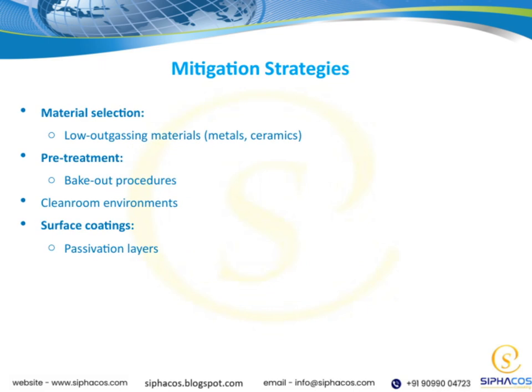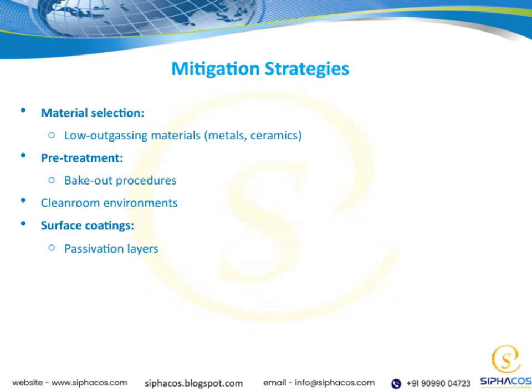Now, let's look at some key mitigation strategies to address material outgassing and surface contamination. First, material selection is crucial. We want to choose low outgassing materials, such as certain metals and ceramics, because they emit fewer volatile compounds that could compromise our environment or equipment. Next, pretreatment processes play a vital role. Bakeout procedures, for example, involve heating materials in controlled conditions to remove trapped gases before they are used in critical environments. This step significantly reduces the risk of contamination down the line.